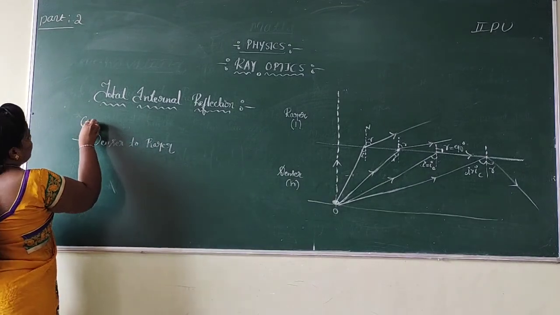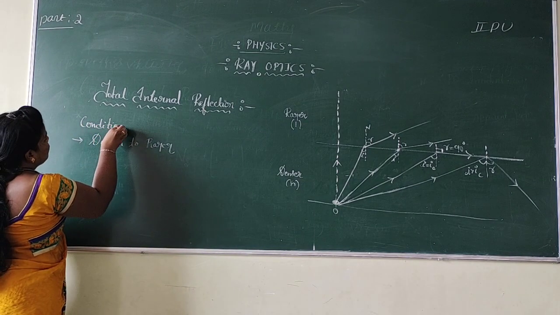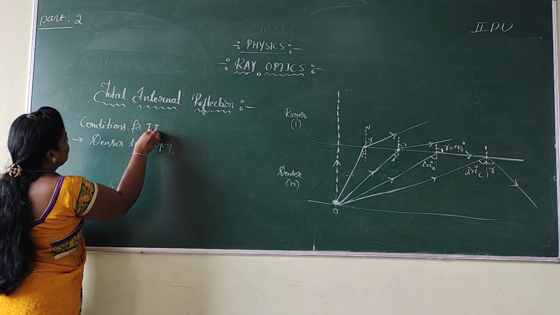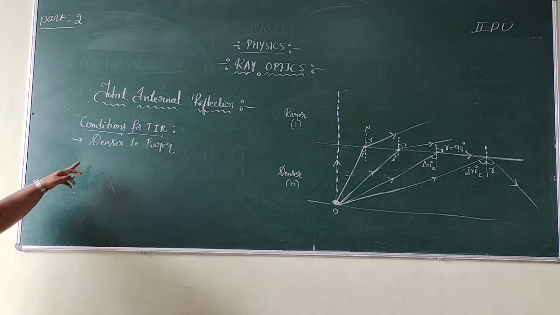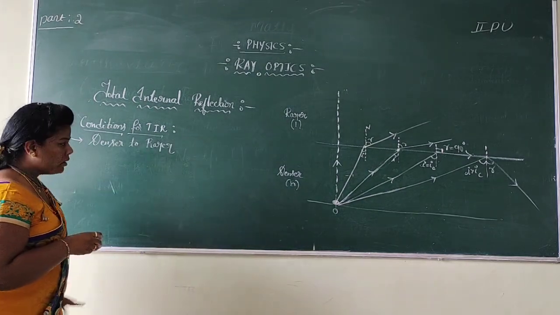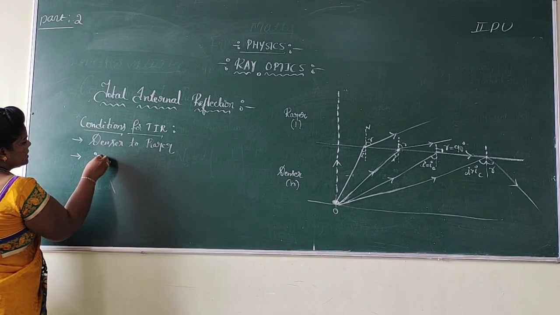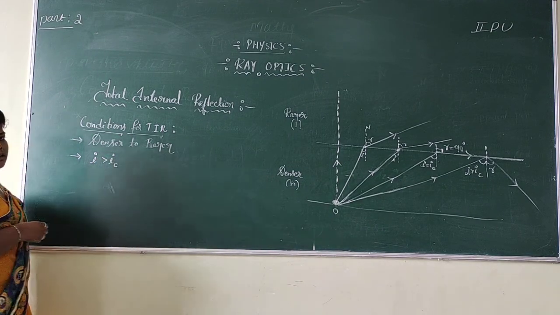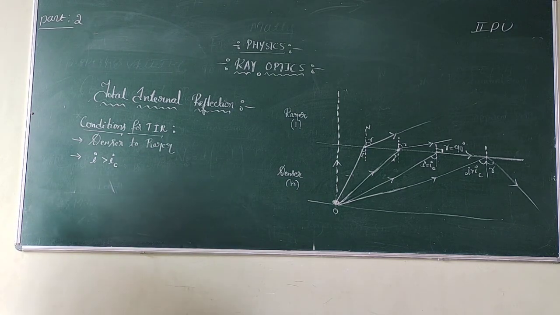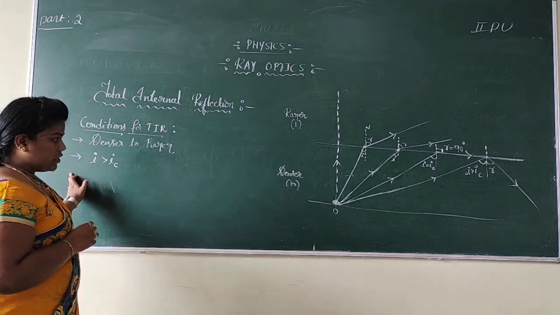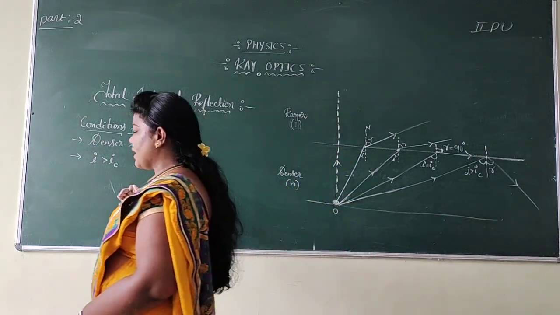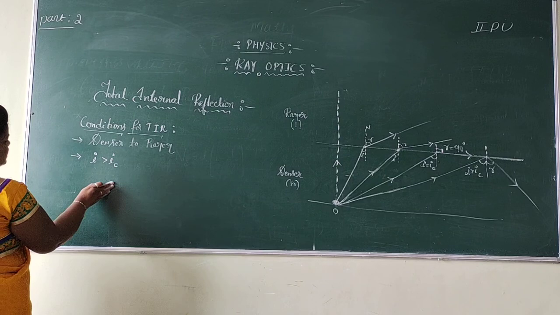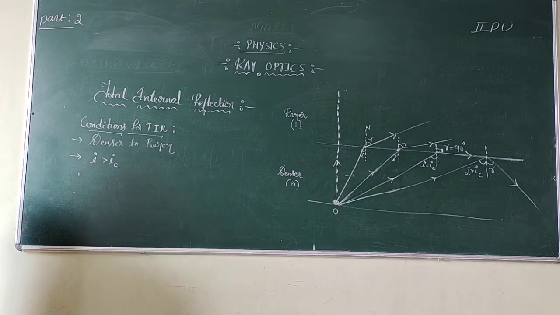So, my dear students, what are the conditions for total internal reflection? The conditions for total internal reflection are that the ray of light should always travel from denser medium to rarer medium, and the angle of incidence should always be greater than the critical angle, so that we can observe total internal reflection. These two are the main important conditions required for total internal reflection. Now that we have observed the conditions, what is total internal reflection?